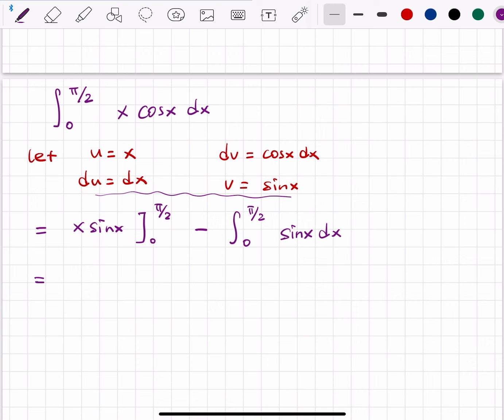So first things first, the evaluation portion: we have pi over 2 times sine of pi over 2, minus 0 times sine of 0. Of course, 0 times sine of 0 is going to be 0.